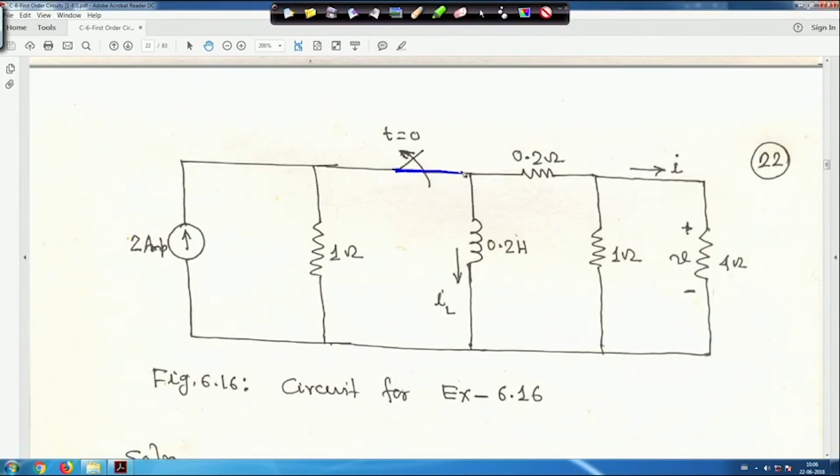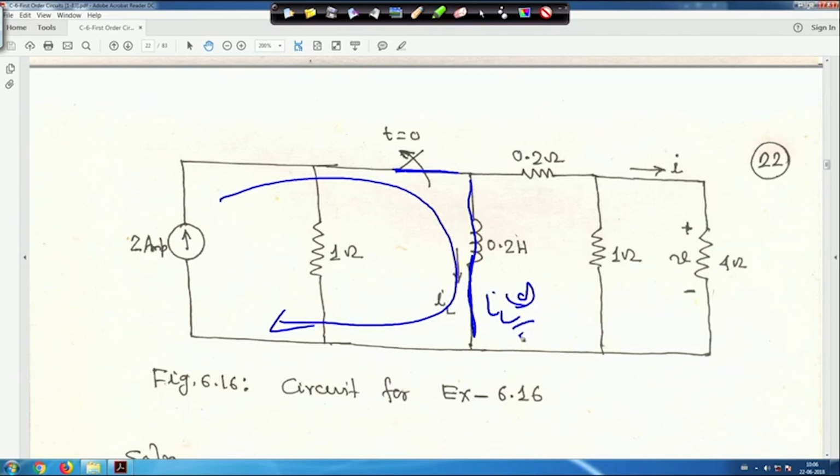It was closed for a long time, so the inductor is actually behaving as a short circuit. What will happen in that case is this 2 ampere current will flow through this inductor. So IL(0) initially will be 2 ampere, because it is acting as a short circuit, since the switch was closed for a long time and after that it was opened. As it acts as a short circuit, the rest will be ineffective, it just takes this short circuit path, assuming it is an ideal inductor. So IL(0) is equal to 2 ampere, the initial current through the inductor.